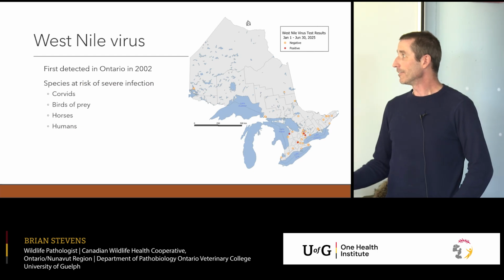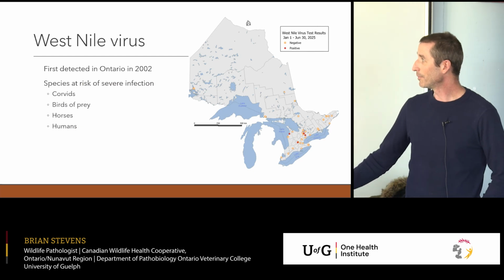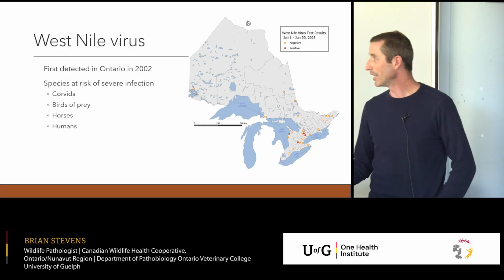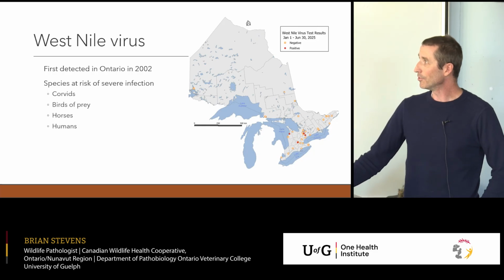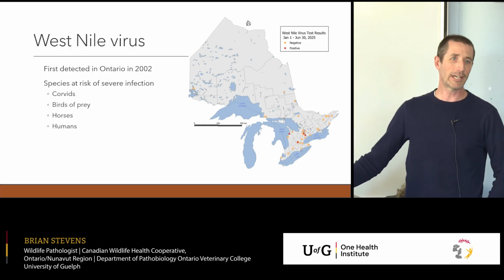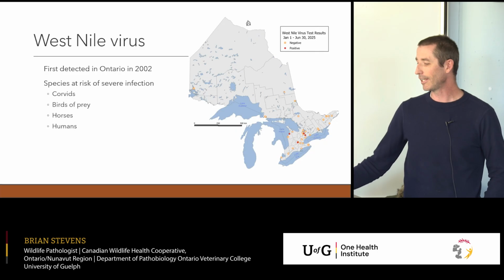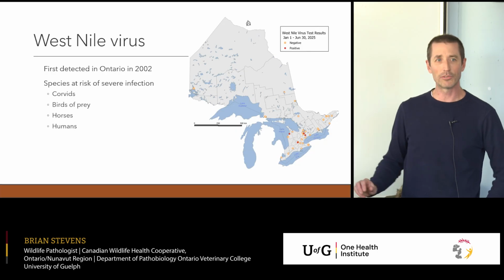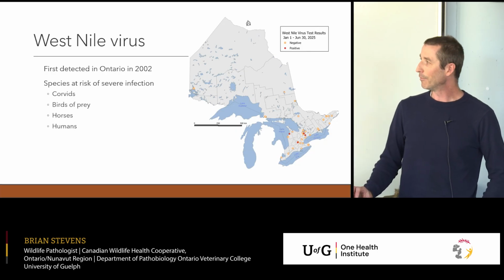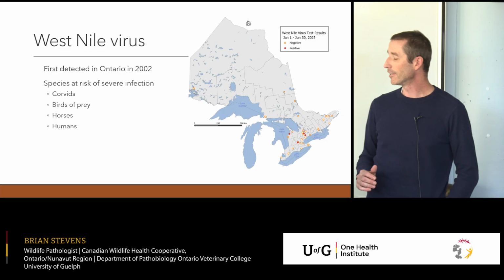West Nile virus is a disease that showed up in 2002, and I mainly want to talk about this one to discuss a little bit about how this virus is actually surveilled by public health in different regions across Canada, because it is slightly changing depending on where you are. And I don't know where it's going to go from here.